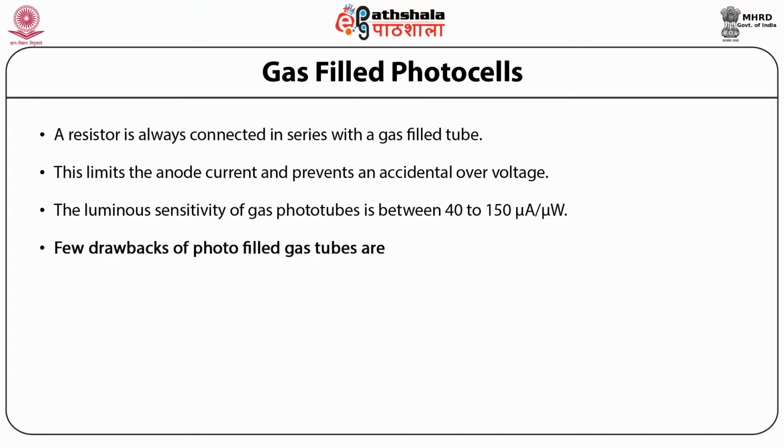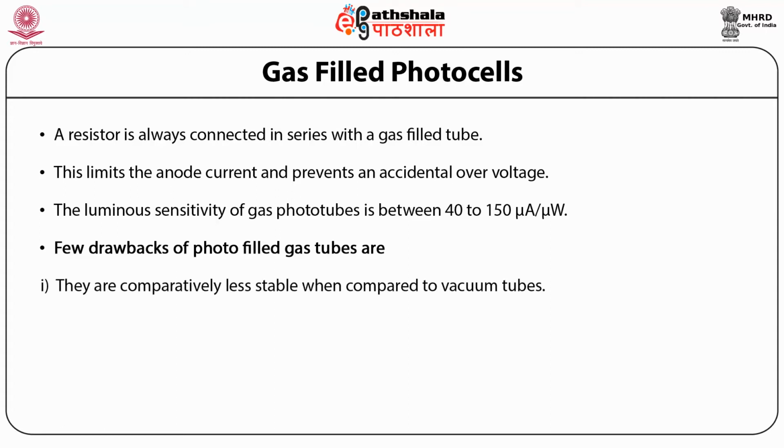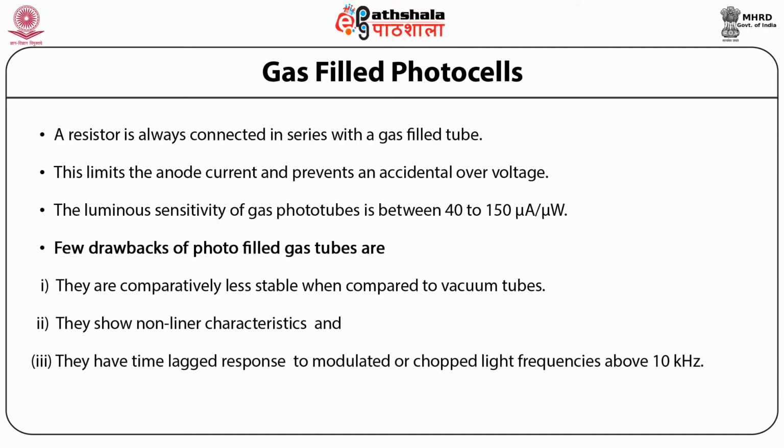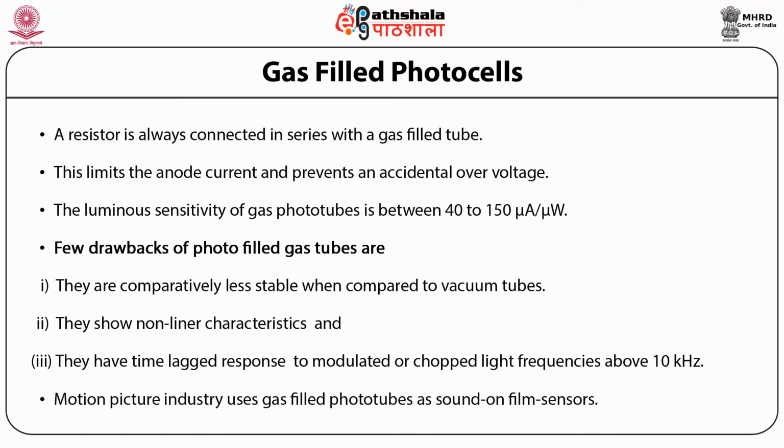Few drawbacks of gas-filled phototubes are: first, they are comparatively less stable when compared to vacuum tubes. Second, they show non-linear characteristics. And third, they have time-lagged response to modulated or chopped light frequencies above 10 kHz. Motion picture industry uses gas-filled phototubes as sound-on-film sensors.